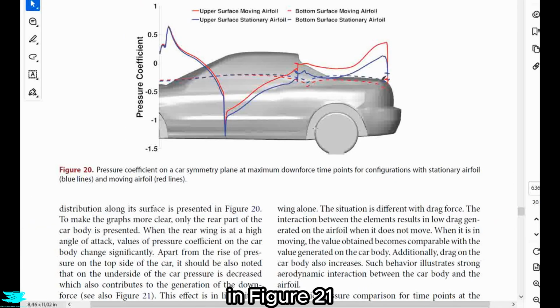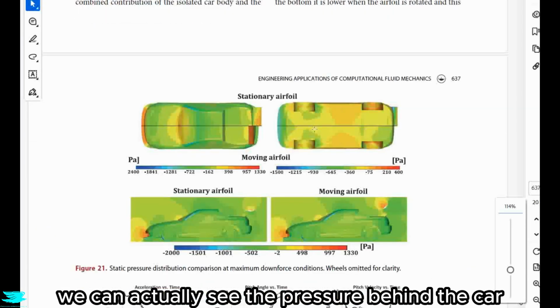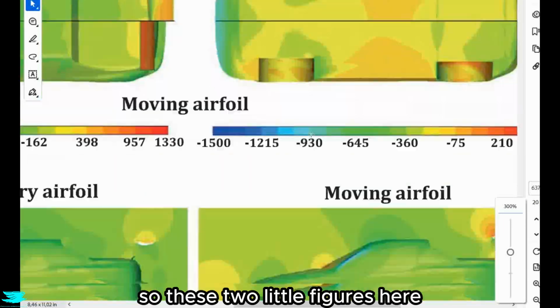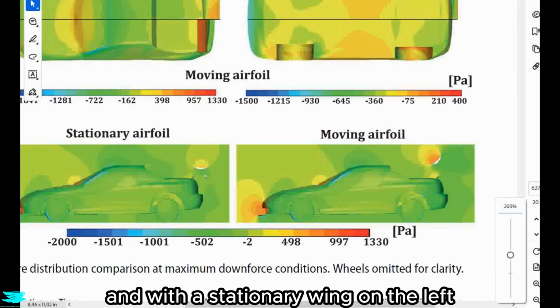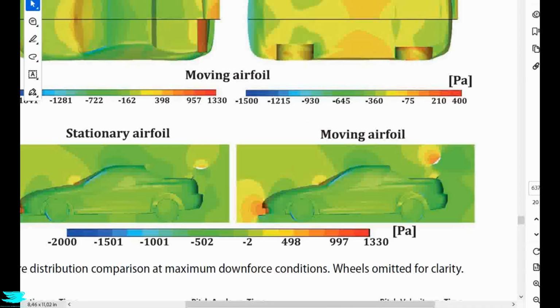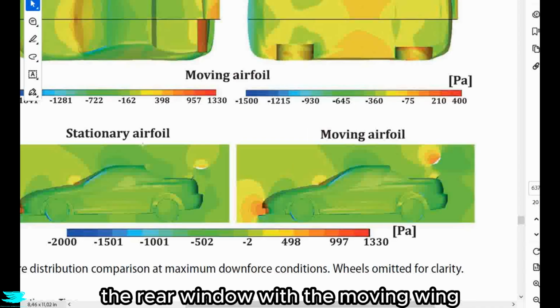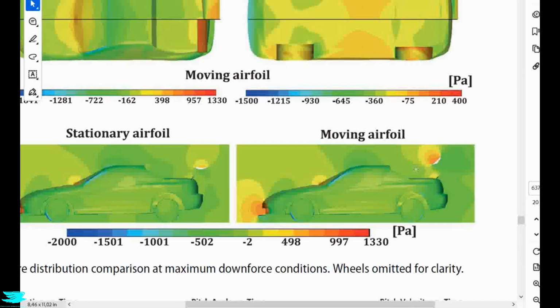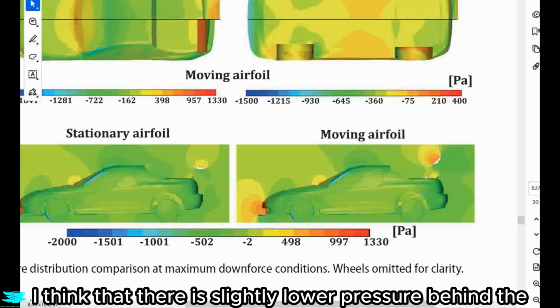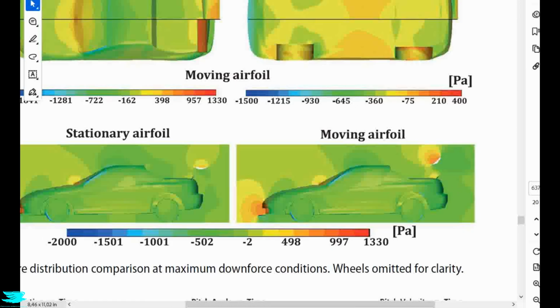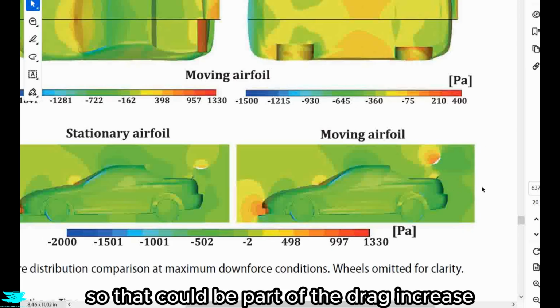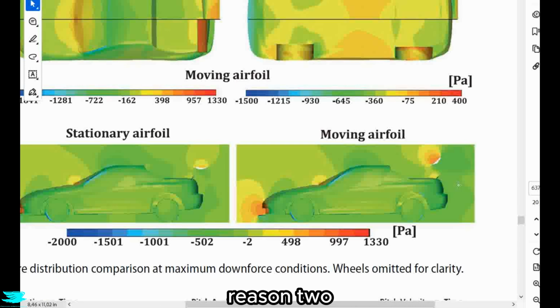Anyway, in figure 21, we can actually see the pressure behind the car. So these two little figures here. With a stationary wing on the left and the moving wing on the right, there is definitely higher pressure behind the rear window with the moving wing. It's a little hard to tell, but I think there is slightly lower pressure behind the car too, in this wake region here. So that could be part of the drag increase reason too.